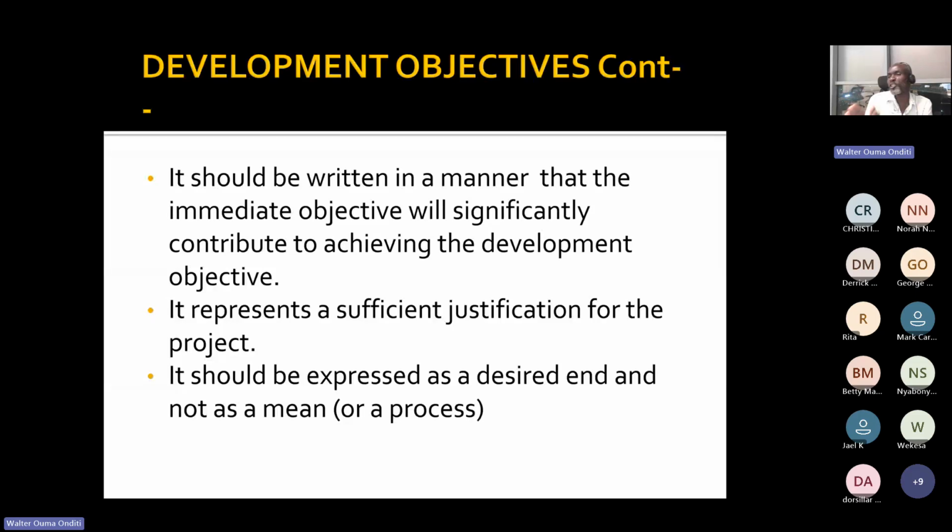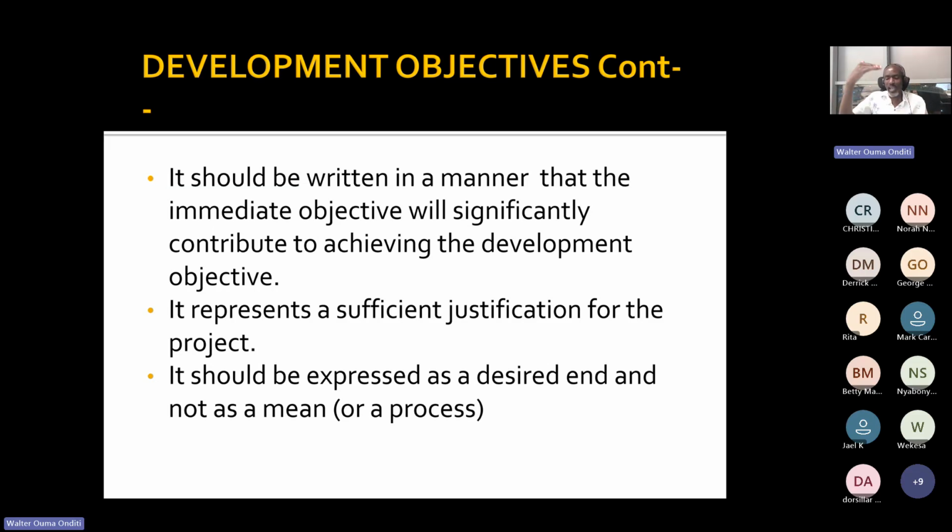It should be expressed as a desired end and not as a means. Now, this word is critical. Look at it, because framing of your objectives would be very critical, or your impact statement would be very critical. Let me repeat it. It should be expressed as a desired end and not as a means. Many times, like we talk about in the education sector, what is the long term? The desired end, not the means.